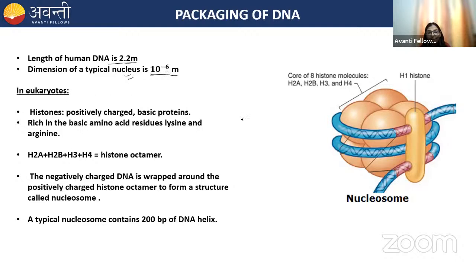So in case of eukaryotes, we know that DNA is negatively charged. And why is DNA negatively charged? Because of the presence of the phosphate group, the DNA is negatively charged. And this negatively charged DNA wraps around the histone proteins. These are the histone proteins. So DNA will wrap around these histone proteins. These histone proteins are positively charged. They are basic proteins, and they are rich in lysine and arginine amino acids. Remember this, that histone proteins are rich in lysine and arginine.